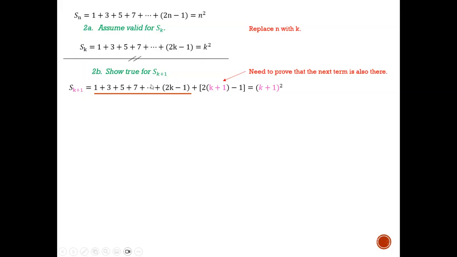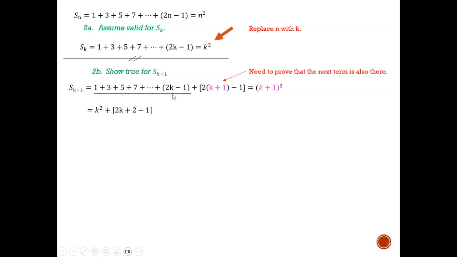Okay, well, it helps that we assume that this whole statement is true because this is our whole previous statement. 1 plus 3 all the way to 2k minus 1. This is our s sub k. We assume true, so all this equals k squared. So we can replace all of that with k squared. And then we have plus 2 times (k plus 1) minus 1 on this side. If we distribute, it's 2k plus 2 minus 1.